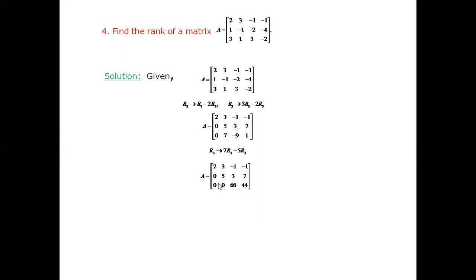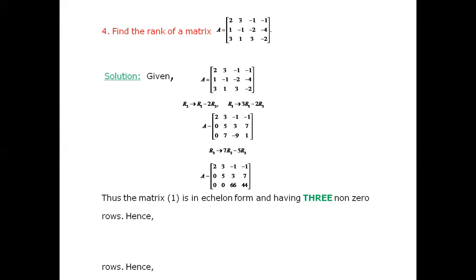Now this is the last row, and below this we don't have anything. So I can stop here, and if you see this, this is the principal diagonal 2, 5, 66, and the elements below the principal diagonal are zeros. So I can conclude that this matrix is in echelon form. There are 3 non-zero rows here. So therefore, the rank of the matrix is 3.